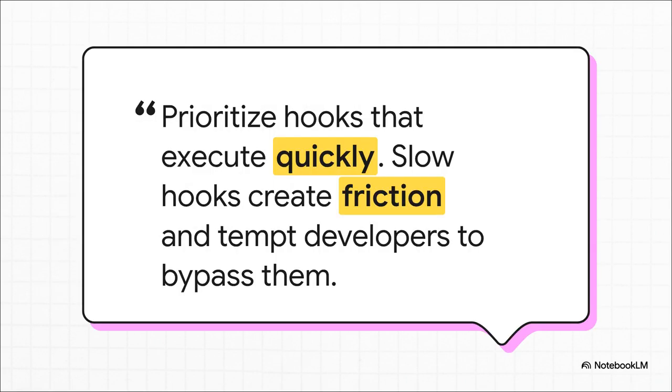Okay, I really want to hammer this point home because it is the most important one. Speed. If your hooks take 30 seconds or a minute to run every single time you commit, people are going to get annoyed. They're going to start bypassing them. The entire goal here is to make life easier, not to add friction. So you have to prioritize speed above everything else.